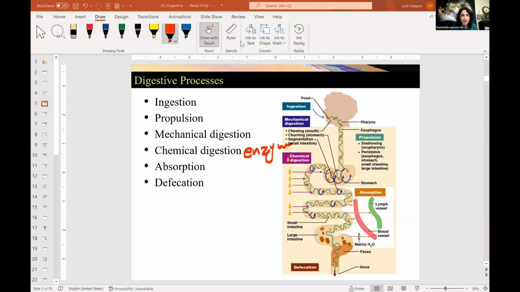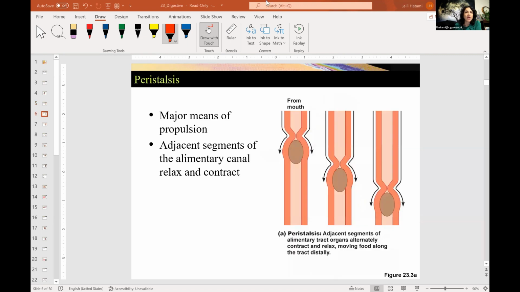Is lactose intolerance due to lack of enzyme? Yes, exactly.